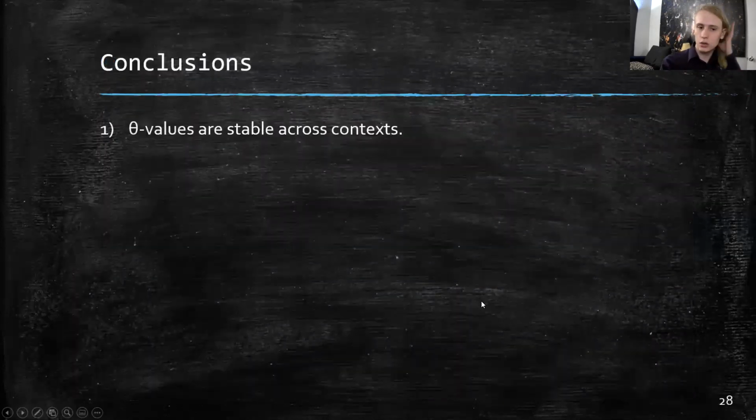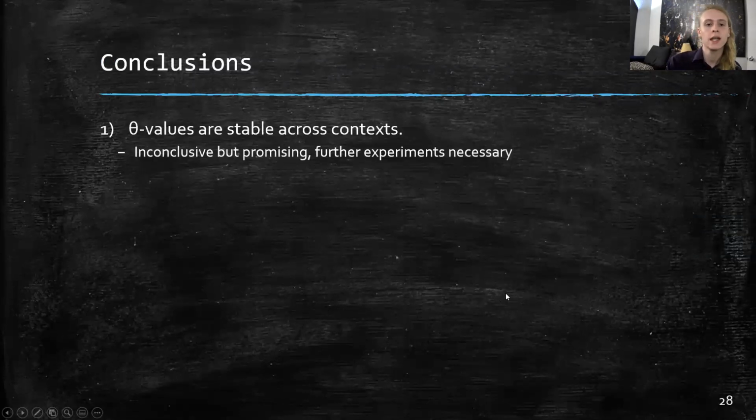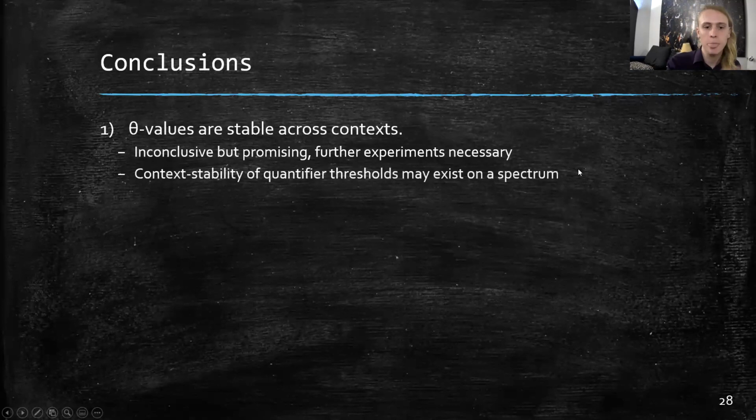All right, so what are the conclusions here? For hypothesis 1, theta values are stable across contexts. We have inconclusive but quite promising evidence. I would say stronger than the evidence presented by Schöller and Franke. However, there's still further experiments necessary.